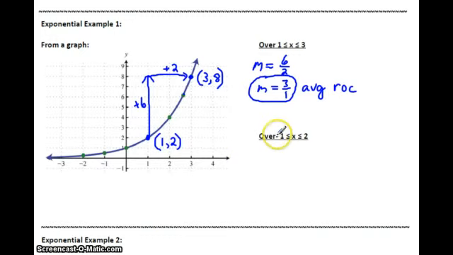For the next one, it looks like there's a little minus there. Just scribble that out, I didn't mean for that. The slope from 1 to 2, in this case, I'm going to go up 2 and over 1. So the slope is 2 over 1. That's my average rate of change.